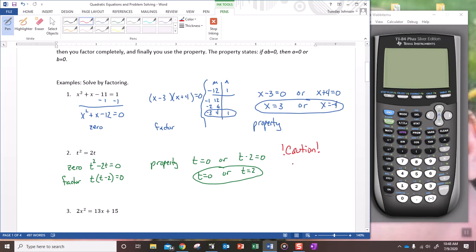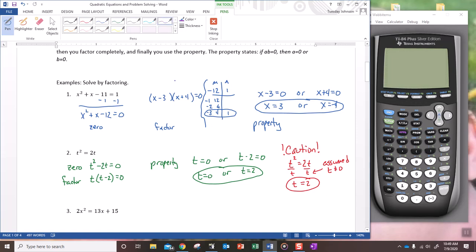Caution, cuidado. When you have this, do not do this. Do not just divide both sides by t. What happens here is you assumed t is not 0 by dividing. You can never divide by 0, right? So by dividing by t, you don't know if t is 0 or not. So we don't want to divide in order to solve. We always want to factor. That way we don't lose one of our solutions.